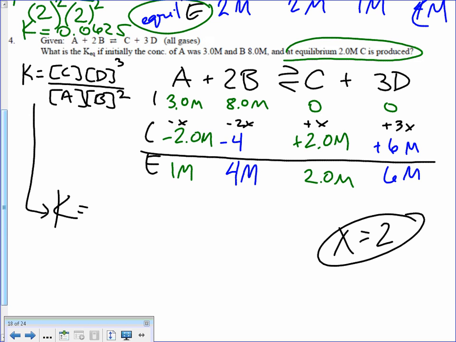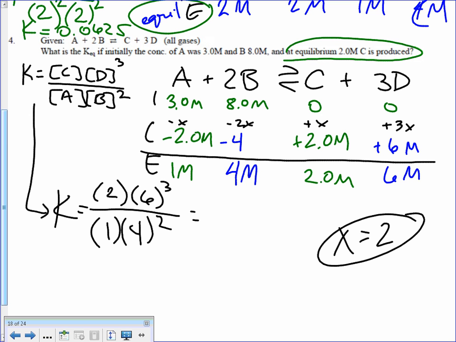K is equal to 2 to the first, okay? Times 6 to the third, because D was cubed, over 1, and that's nothing, and then 4 squared. Can you try to do this without your calculator? Okay, so let's try. 36 times 6. So 36 times 6 is 156. No, 192.